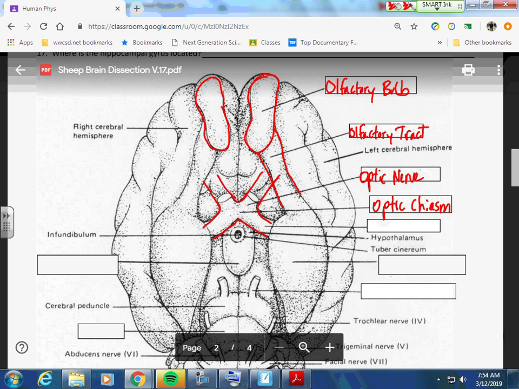And then from there, we send that information to be processed. So we're going to have an optic tract. And that's going to lead to what's called the visual cortex, which oddly enough is in the back of the brain in the occipital lobe. This next one is confusing. I know it looks like hypothalamus on the sheet, but it's actually the mammillary bodies.